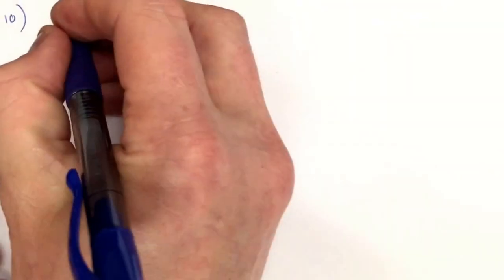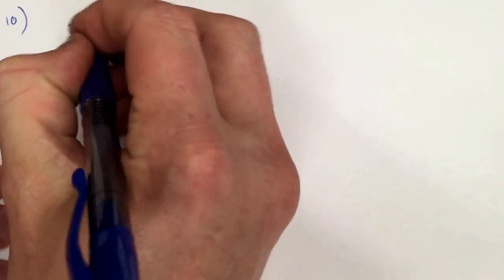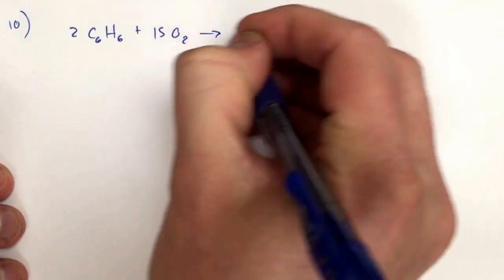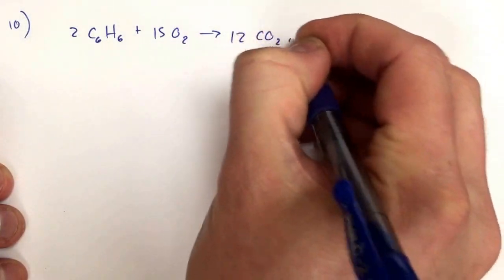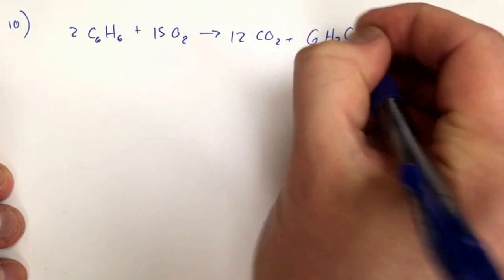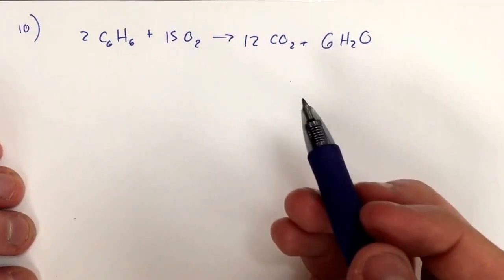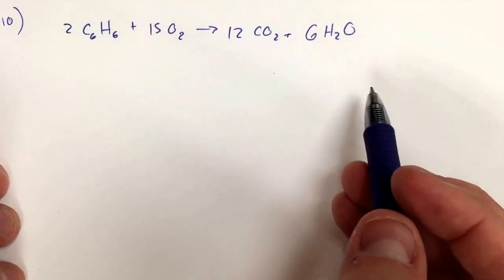So the first thing I would do is probably write the reaction out. So the reaction for number 10 would be 2C6H6 plus 15O2 reacts to form 12CO2 plus 6H2O. So it's combustion, which means it's always carbon dioxide and water, and then you just have to add the stoichiometric coefficients to balance out the different carbons and stuff.